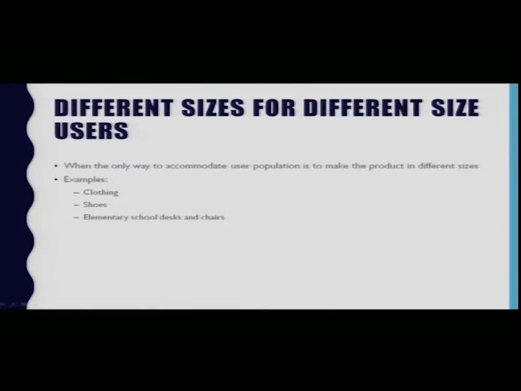So, another kind of category is different sizes for different users. There are product situations where the only way to adequately accommodate the user population is for the same product to be made available in different sizes. An important example of this situation is clothing, shoes, elementary school desk chairs. So, these are the basic examples which you can have in the category of designing different sizes for different size users.